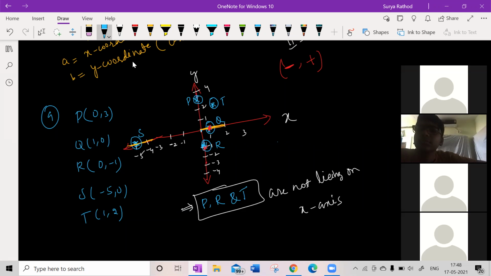So he's asking which of the following points are not lying on the x-axis.